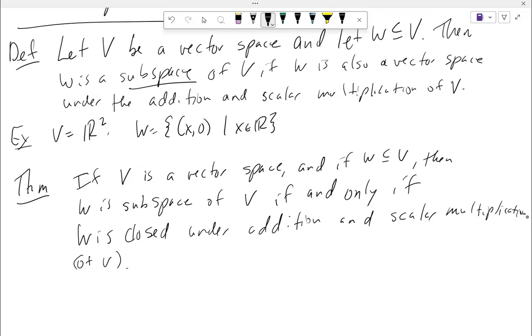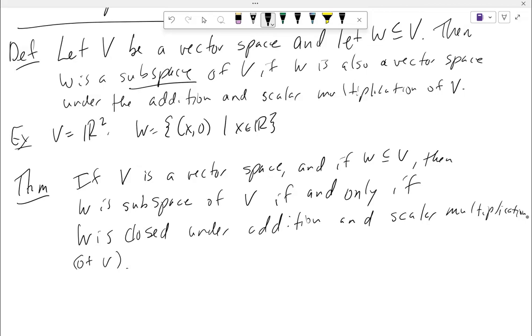If it works for everything in V, it works for everything in W, because W is just a piece of it, okay? We also get 4 and 5 if it's closed, because if it's closed under scalar multiplication, then 0 times the vector is the 0 vector. We know that 0 times that vector has to be back in W again, which means the 0 vector has to be in W. So I don't need to check 4, right? If it's closed under scalar multiplication, I don't have to check 4.